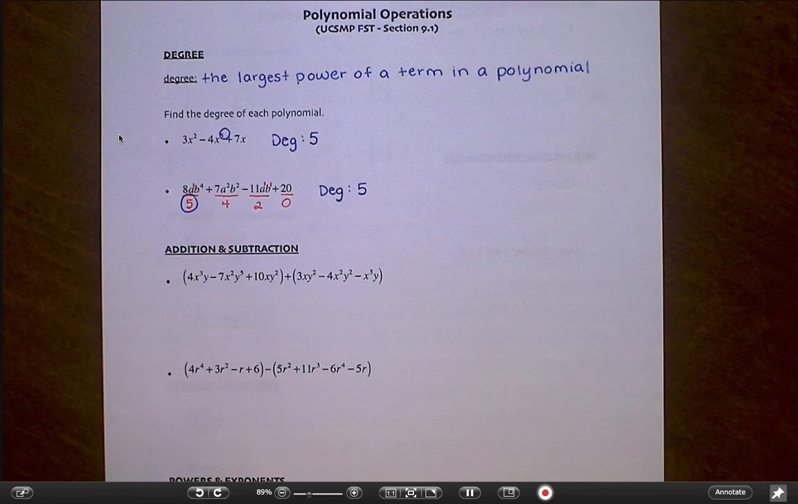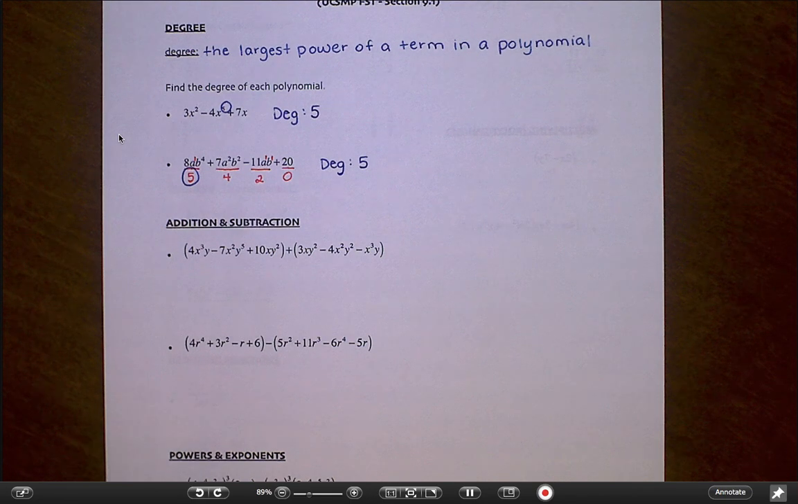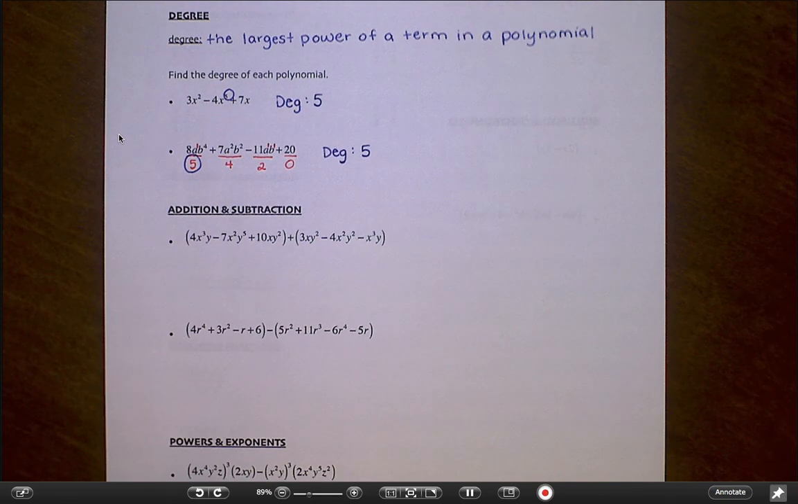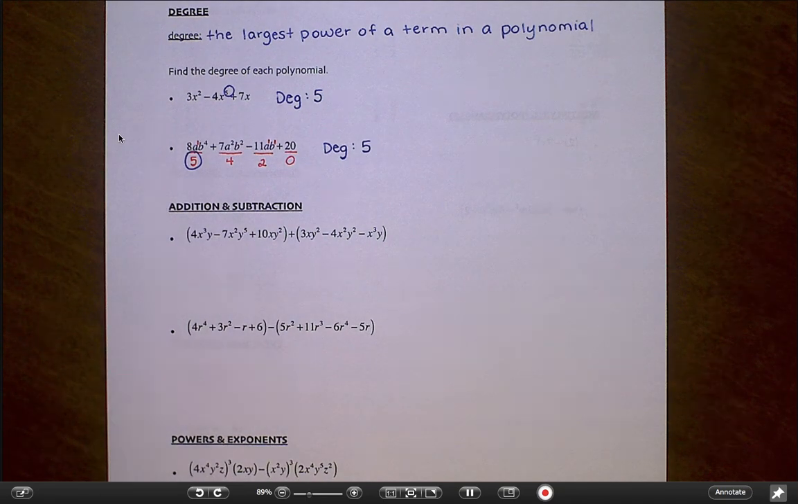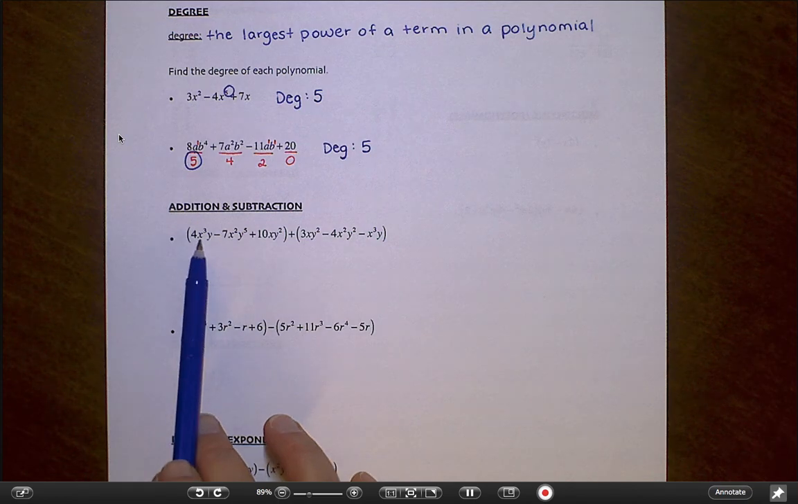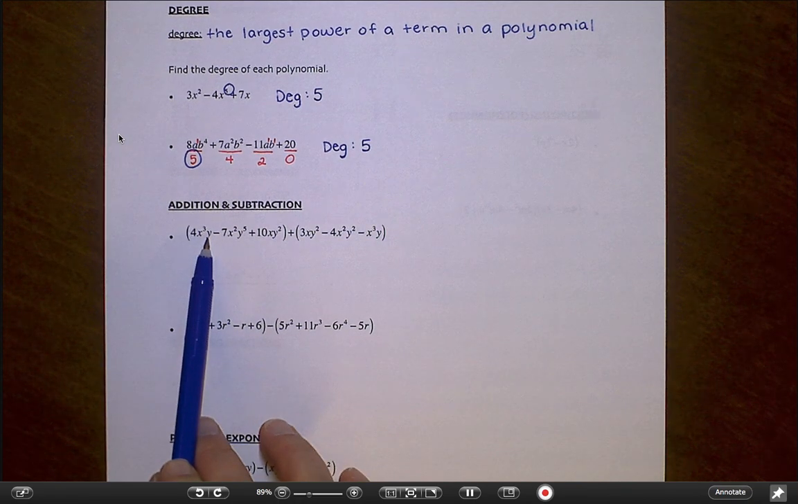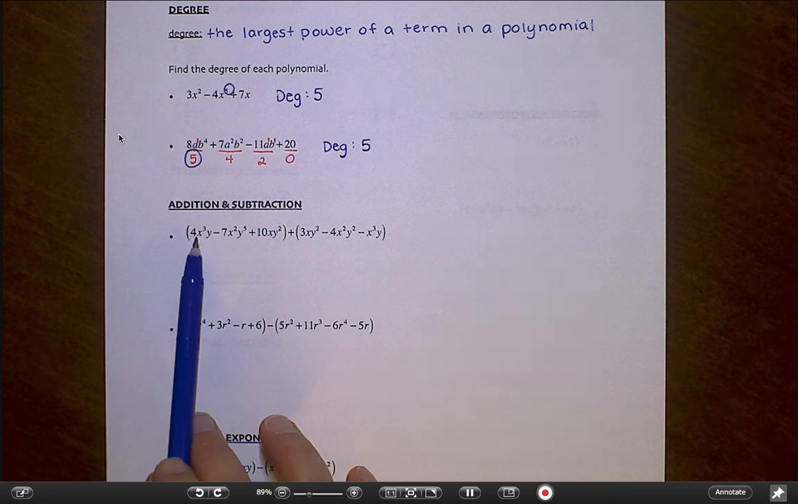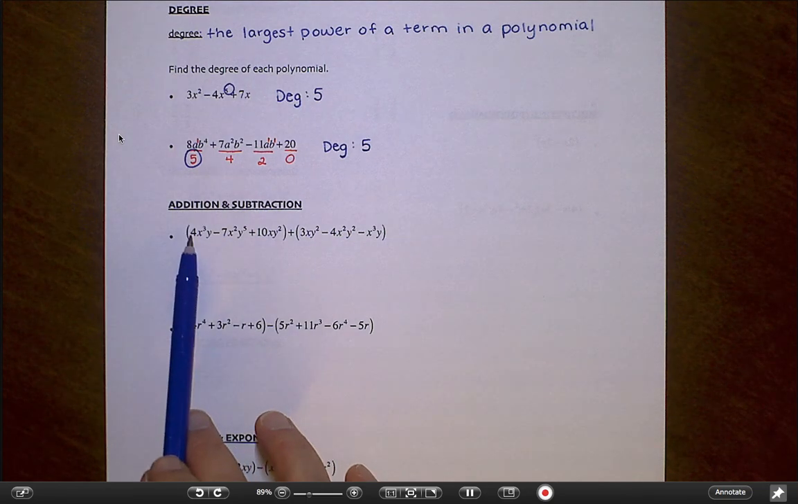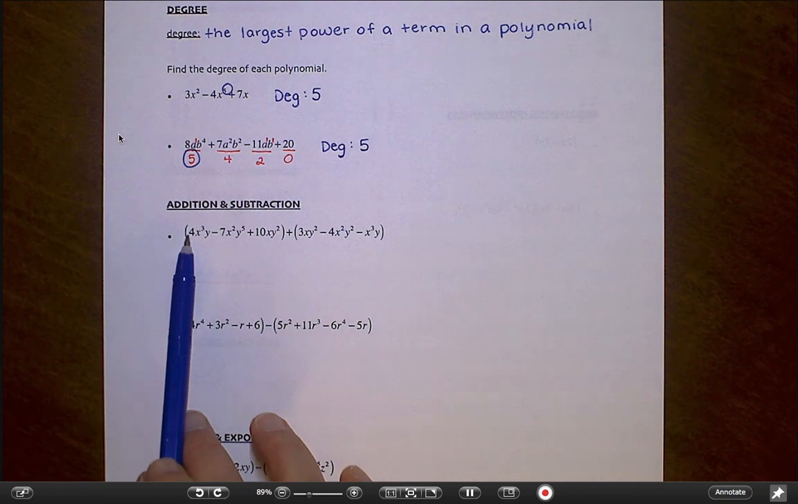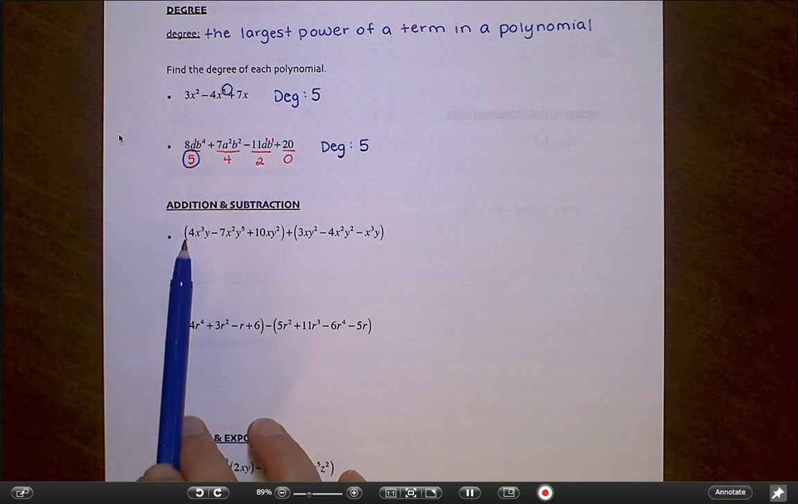Okay, so this next section focuses on addition and subtraction, which is really all about combining like terms. Remember, you can only add or subtract things together if the variables are exactly the same, meaning powers and everything. And then when you do combine, you don't change those powers at all. You're really just changing how many of them you have. So it would only affect the coefficient.